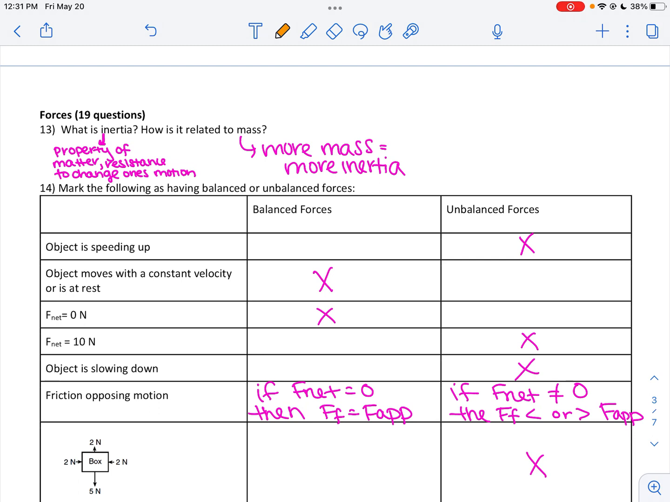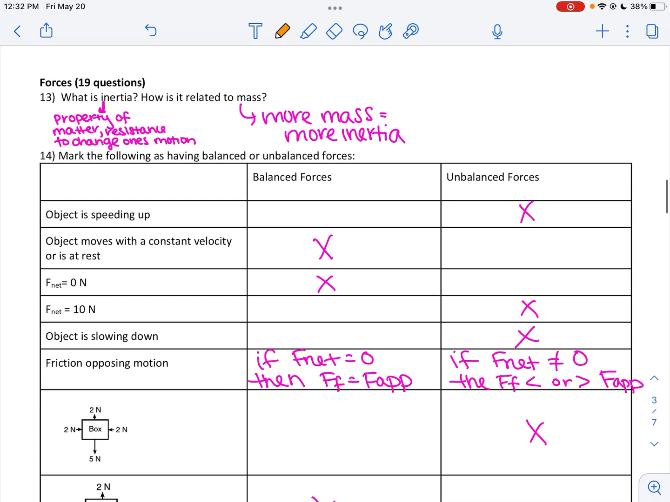Inertia does not resist motion. It resists changes in motion. So once a semi is going 70 miles per hour on the freeway, it wants to keep going 70 miles per hour on the freeway. Okay? The more mass it has, the harder it is to change what it's currently doing. So speeding up, slowing down, a semi is going to have a harder time than a smaller car.